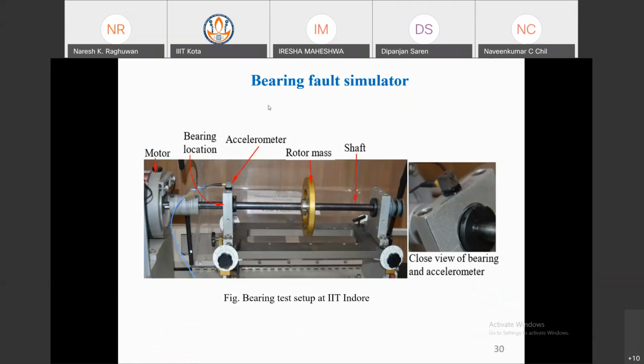Okay, so this is some setup at IIT Indore, and the rotor mass in yellow color is separate. This rotor you can see, as in a gas turbine, some rotor is there. Okay, so the rotor is like a turbine, and there is the bearing housing, and the accelerometer is placed here.